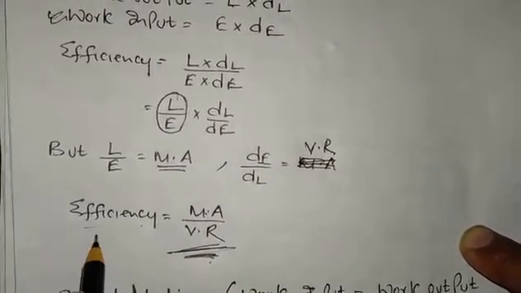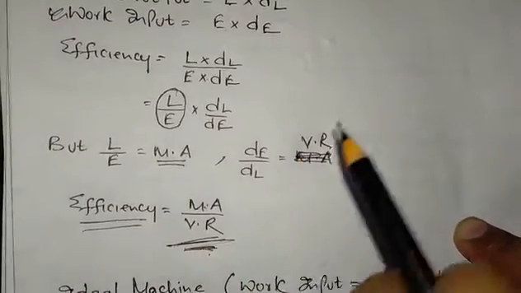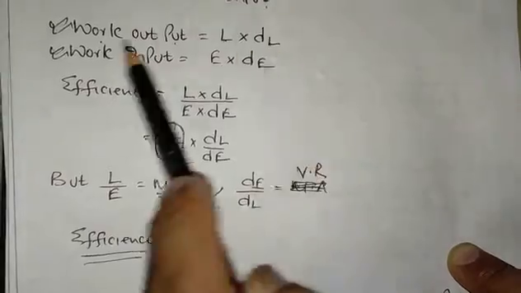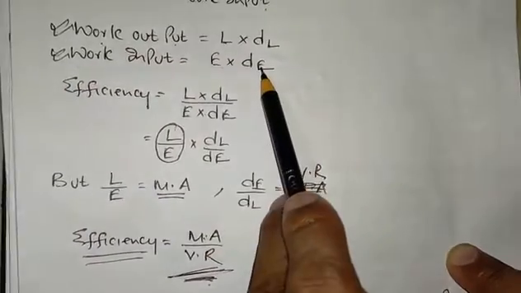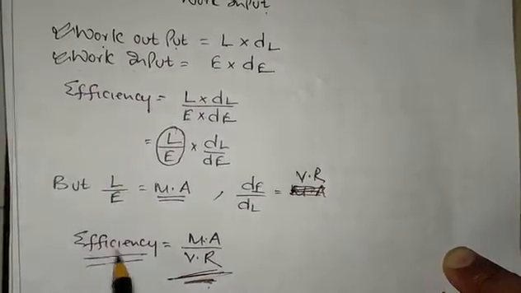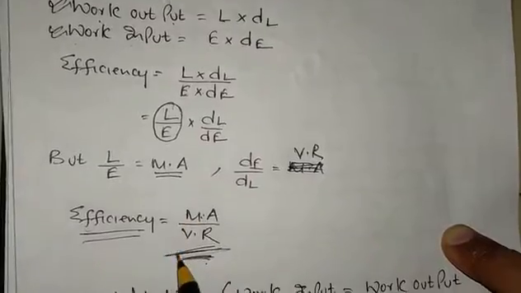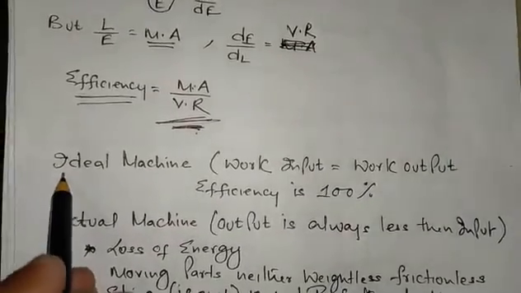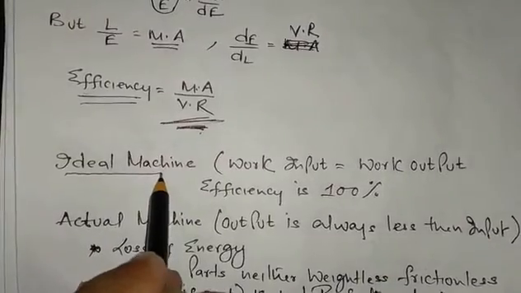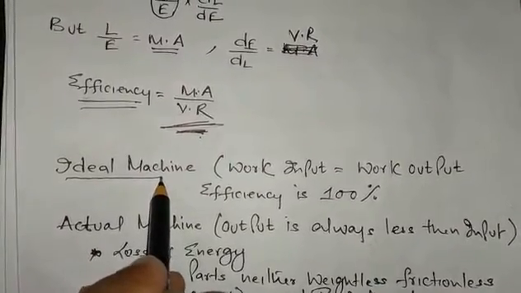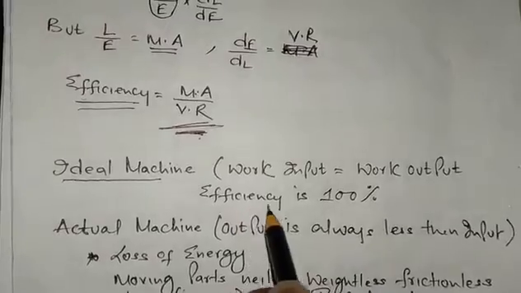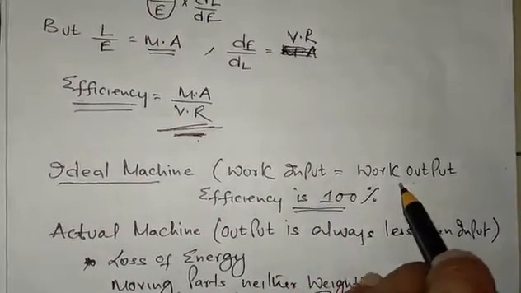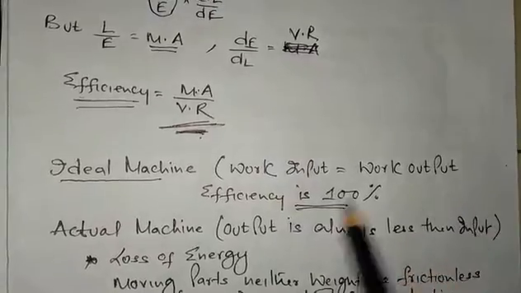So again, this is a very important derivation. You should know that work output is load into displacement of load, work input is effort into displacement of effort. So efficiency is mechanical advantage by velocity ratio. Then an ideal machine. What is an ideal machine? An ideal machine is one in which the efficiency is 100%. That is, work input must be equal to the work output. That is an ideal machine.